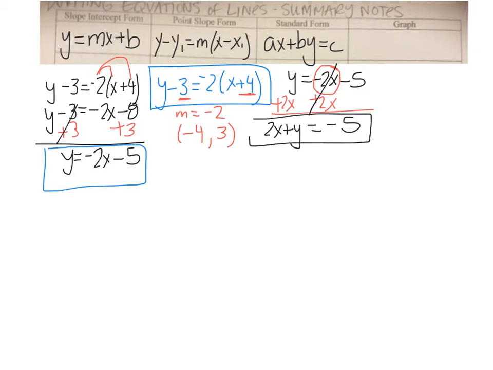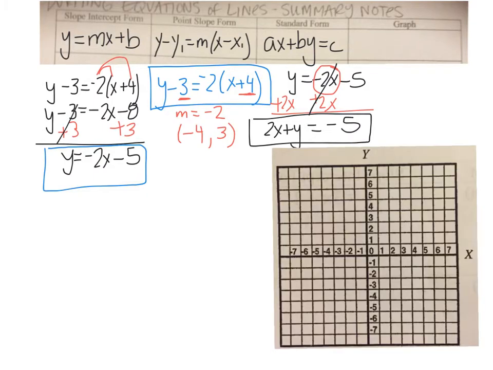There's my standard form. Now again, if I want to graph this function, I've got a lot of choices. I could begin at negative 5 and then go down to over 1. But just for fun, let's graph using point-slope form.